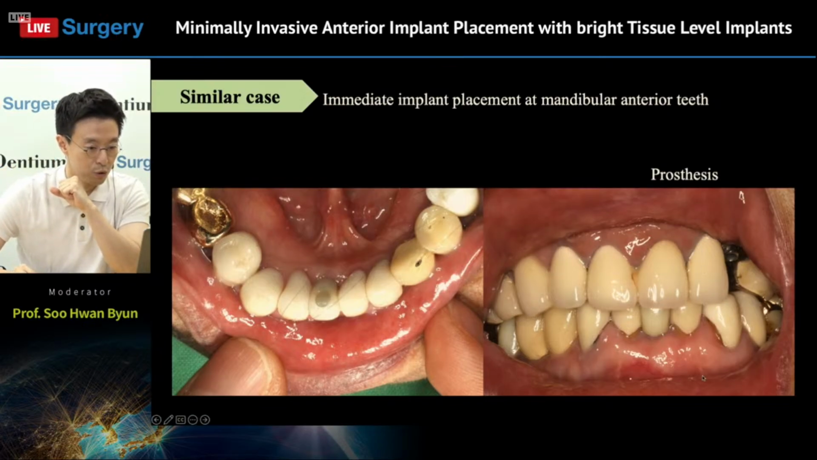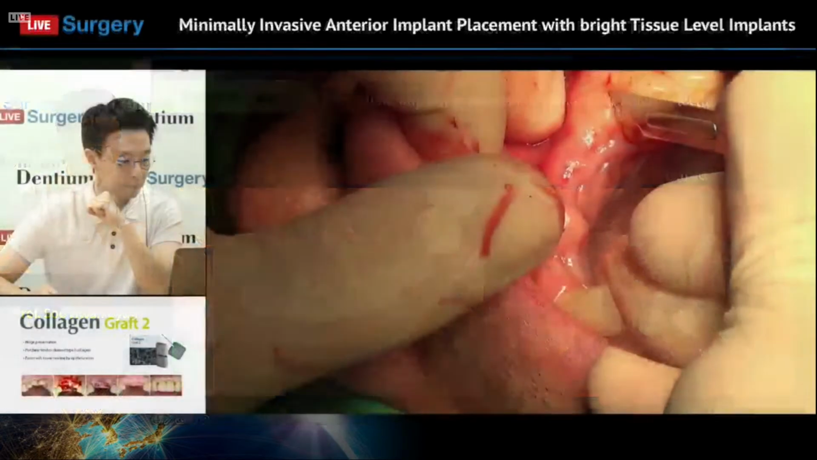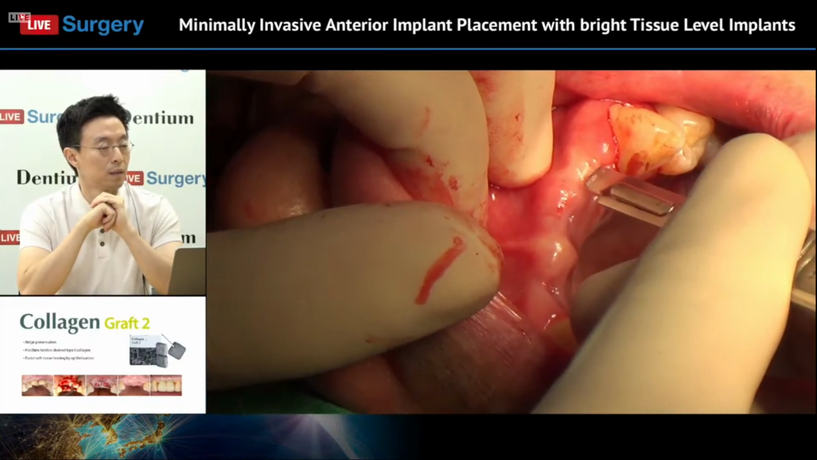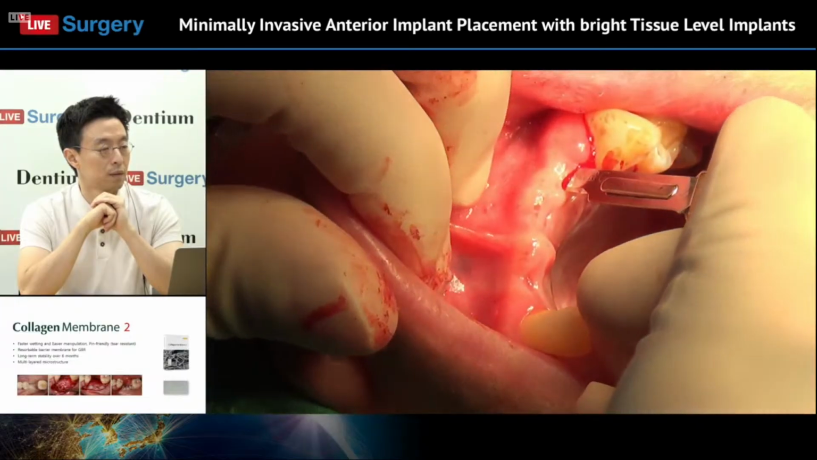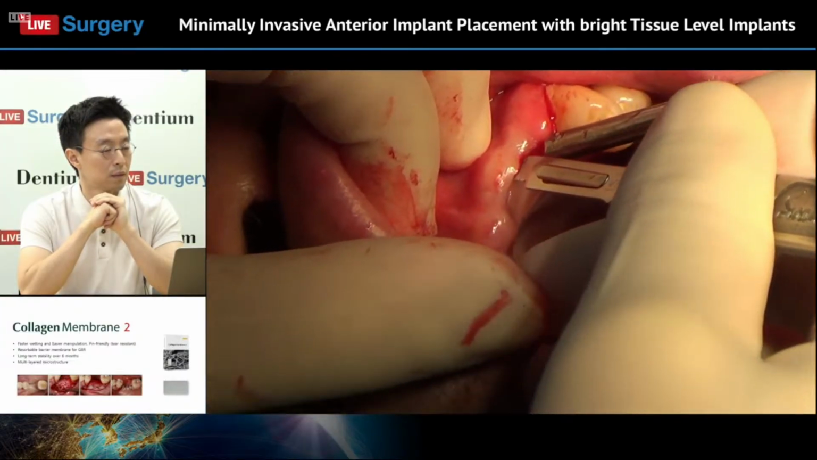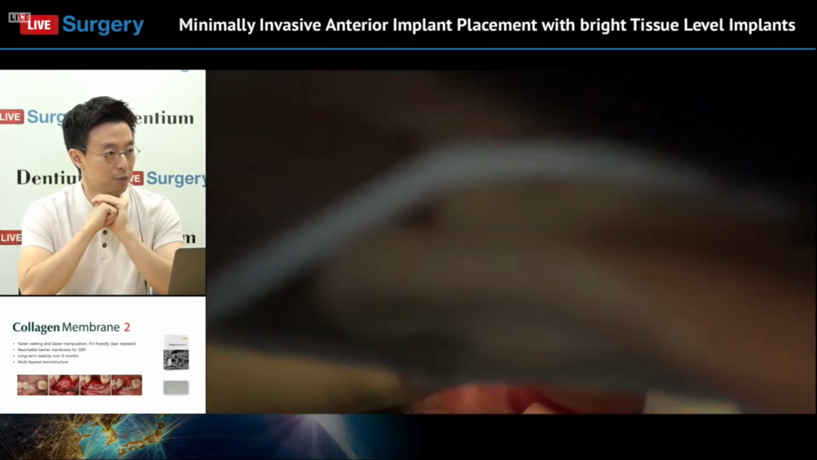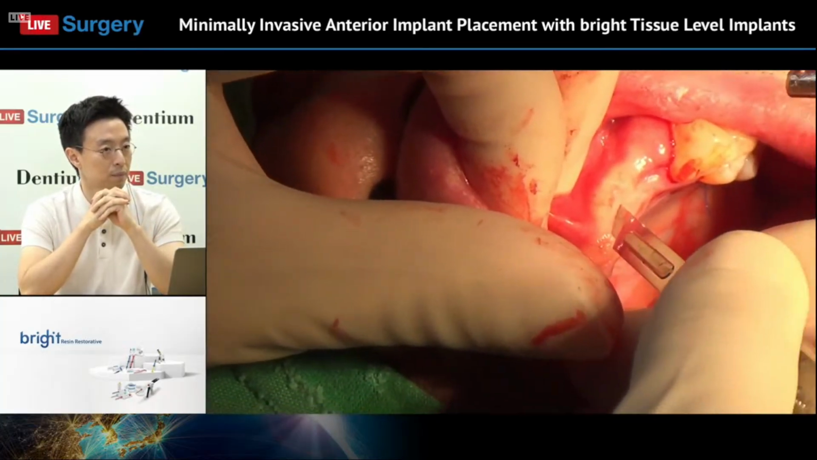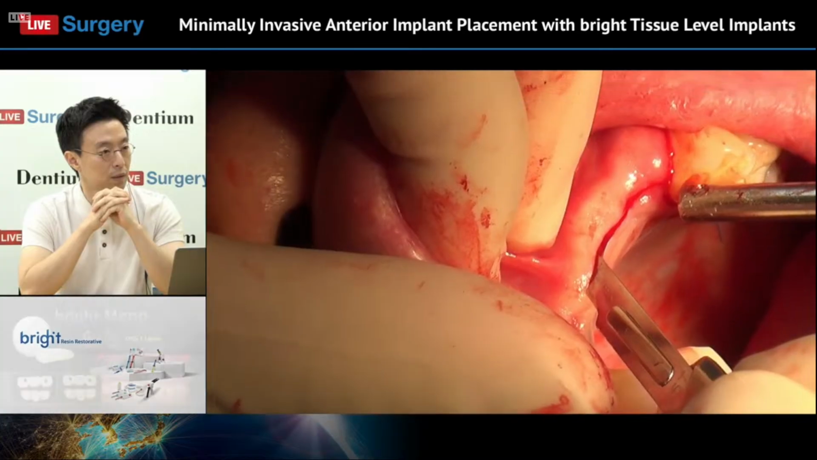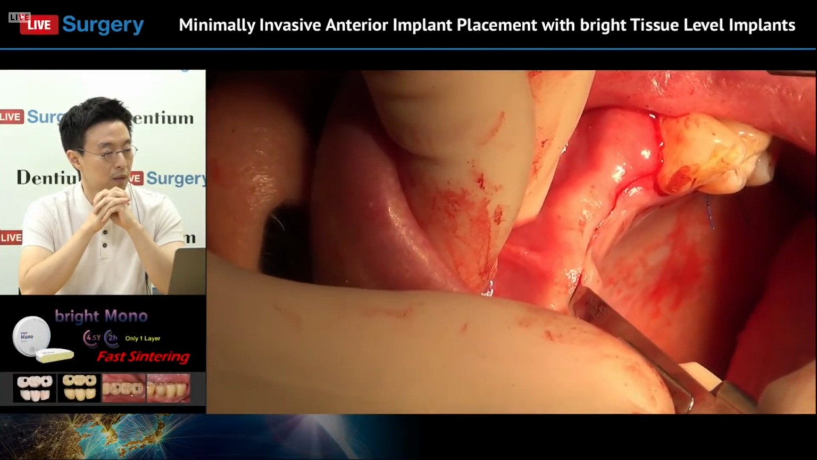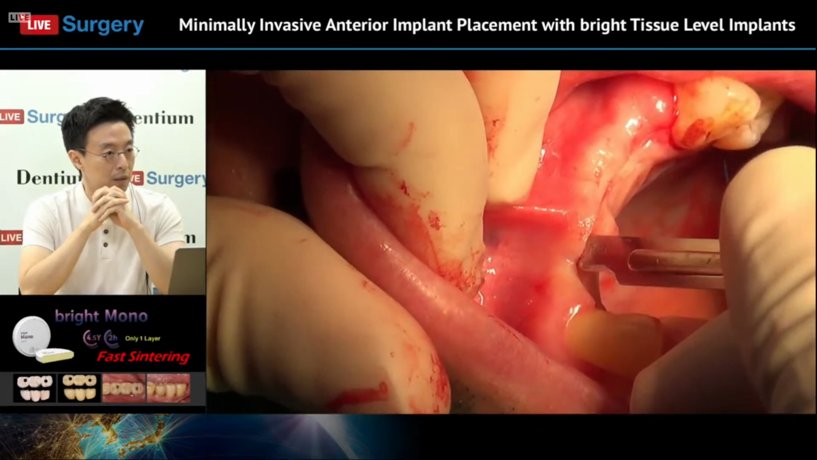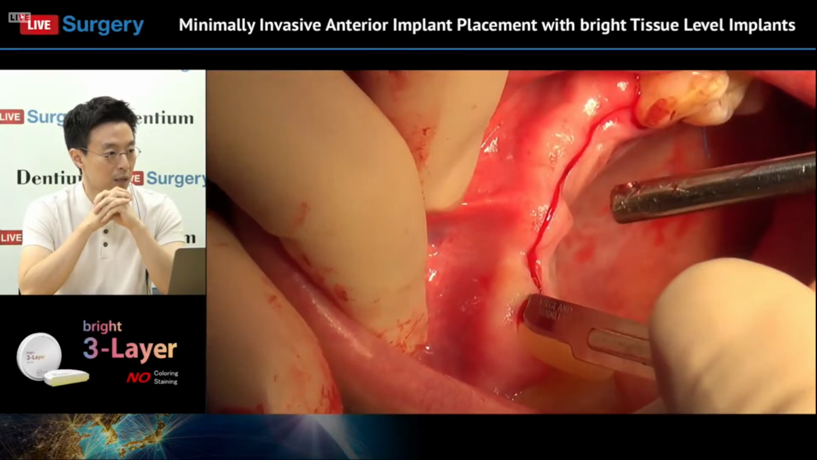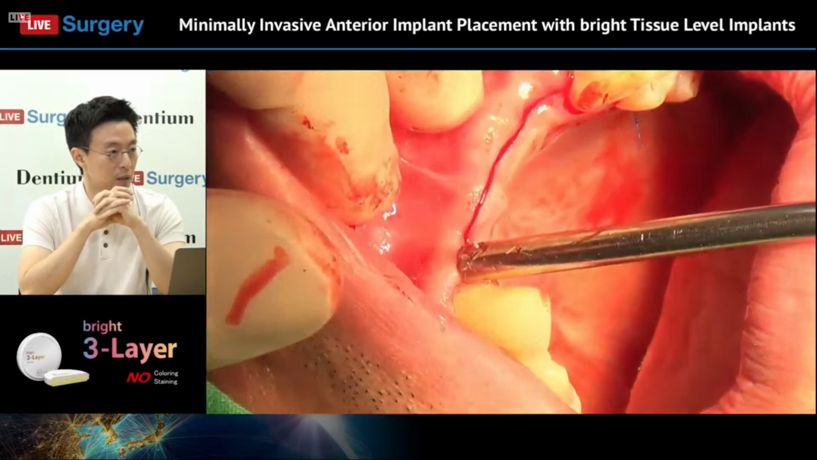Okay, let's move on to today's live surgery. I'm an operator of today's live surgery, and I'm also moderator of today's live surgery. Start with incision, cluster, and circular incision.